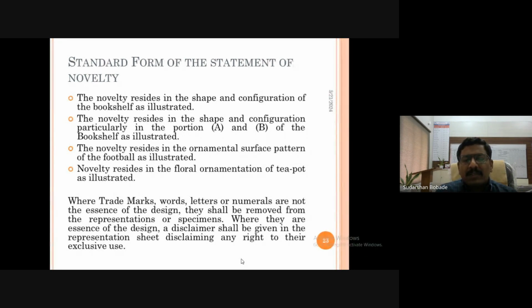Suppose there are 3 floors along with some leaves. That particular combination of that particular floor ornamentation should be there. If there are different floor ornamentation, we have to give as many views as possible from all the sides, so that we can claim that particular object very effectively. This is nothing but the standard with which we have to go for the statement of novelty.